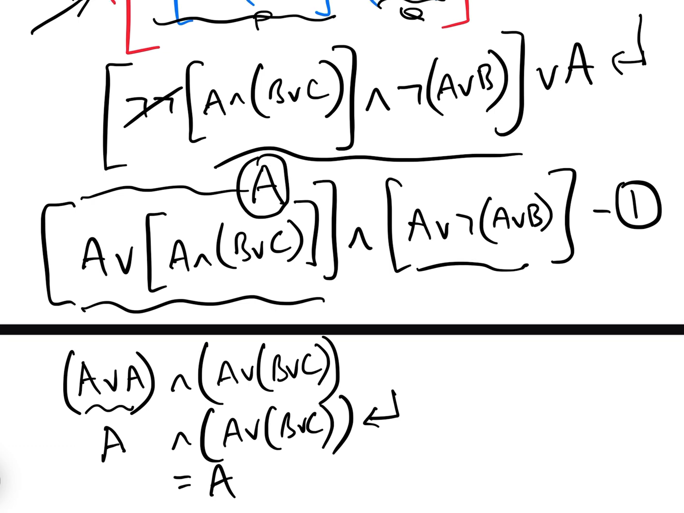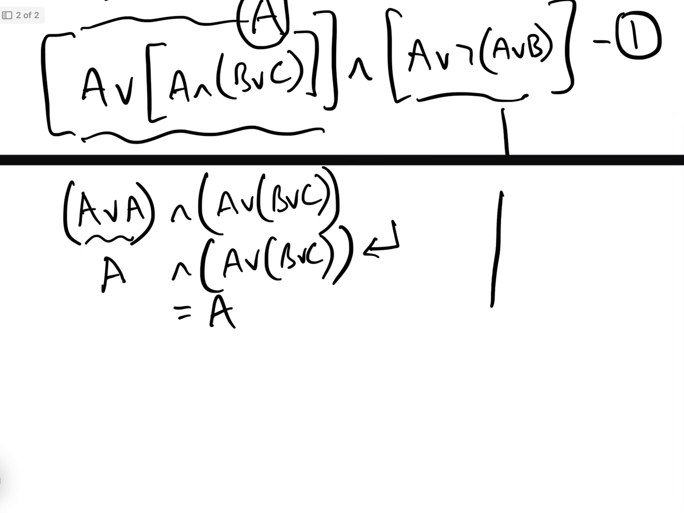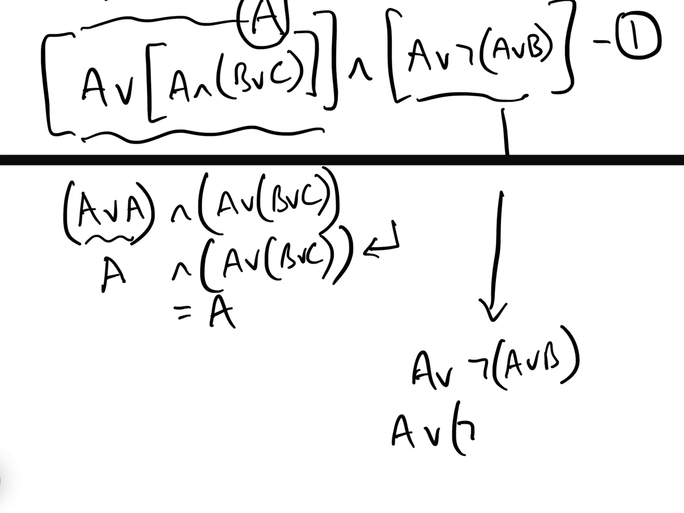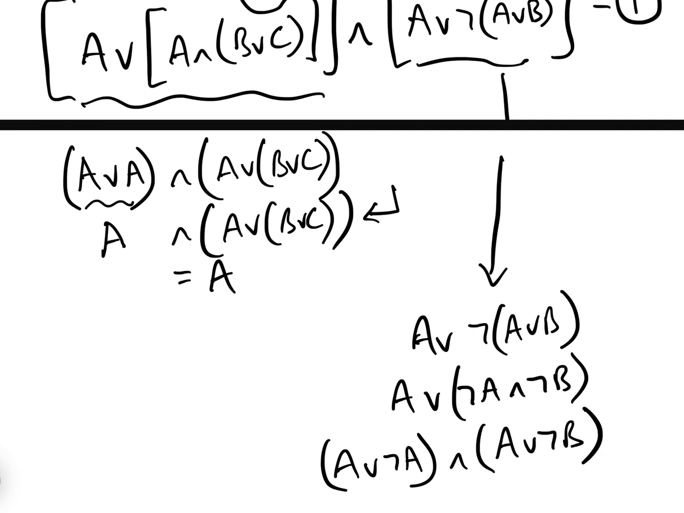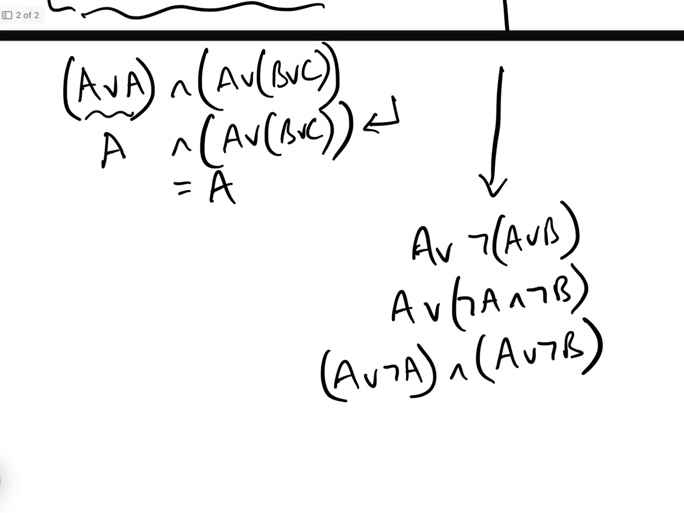And let's have a look at this bit here, which is basically, let's just go down here, get a bit more space. So we're looking at this bit now, A or not (A or B). Using De Morgan, that is the same as A or (not A and not B). And using the distributive law that gives us (A or not A) and (A or not B). Well, A or not A is clearly just the universal set, i.e. everything. So the universal set and (A or not B) is just equal to A or not B.